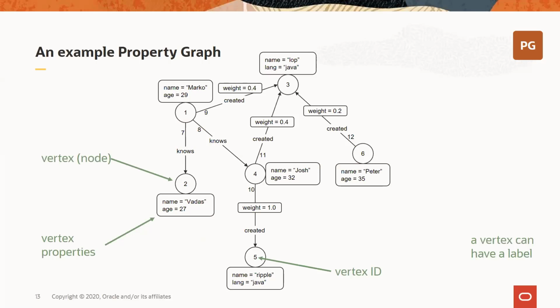Vertices can have a label. They generally have a label. A label really identifies the vertex. For example, it tells you this node is a customer. This one is a product. This one is a country.